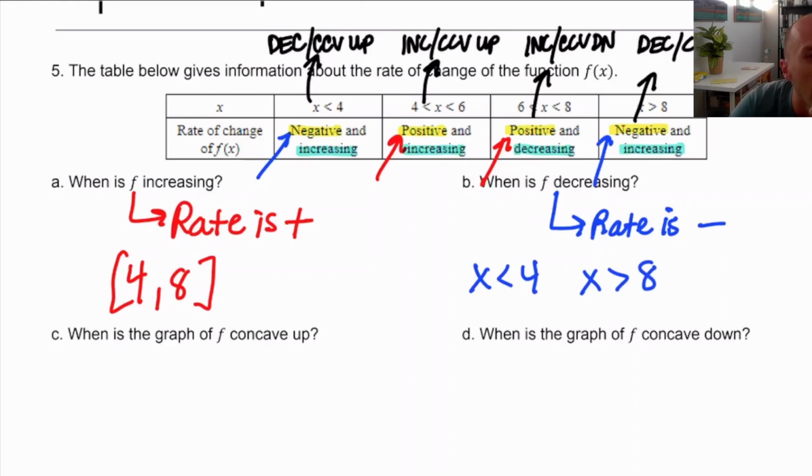Okay. When is the graph of f concave up? I'm going to need another color for that. Now, to translate concave up in terms of the rate, that would be where the rate is increasing. So I'll say, all right.